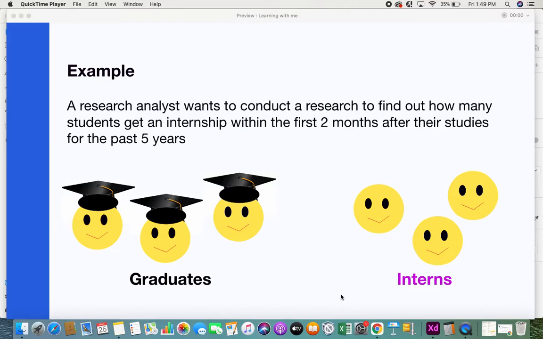And without any further delay, let's get into this. So unlike the other videos, I'm going to start off with an example and then I'm going to give you the definition of what is stratified sampling.